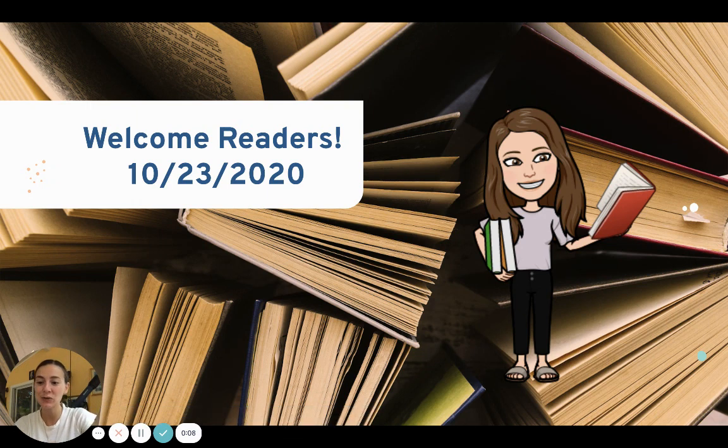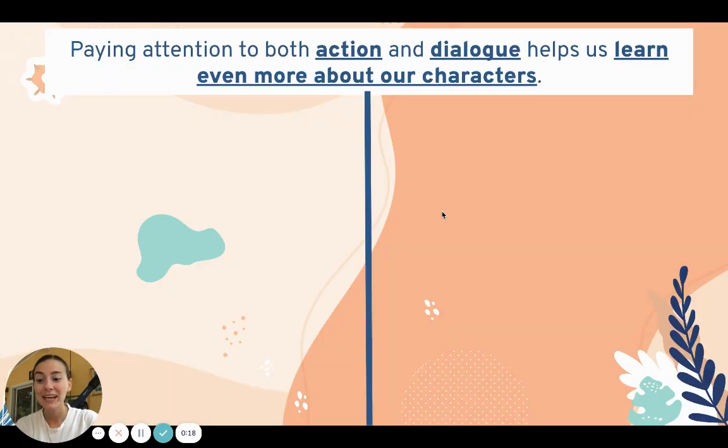We are going to continue with our Friday story included in our slideshow. So today we're going to be reading a Frog and Toad story. So exciting. We are also going to continue our work from Wednesday, thinking about how readers pay attention to character action and character dialogue at the same time. That helps us learn even more about our characters.